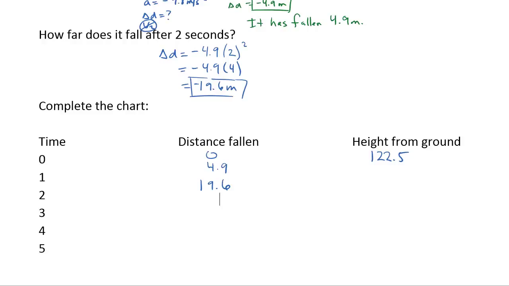Okay. Alright, in case you're not aware, so if the height was 122.5 altogether, for this next one you're going to do 122.5 minus 4.9, because that's how far it's fallen, so we'll get 117.6. Okay, I will just wait for a couple seconds and then I'll fill in the chart.